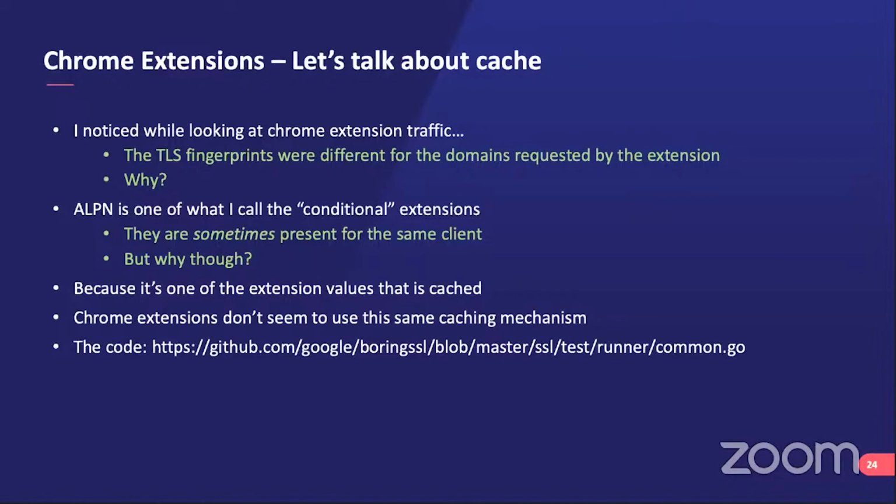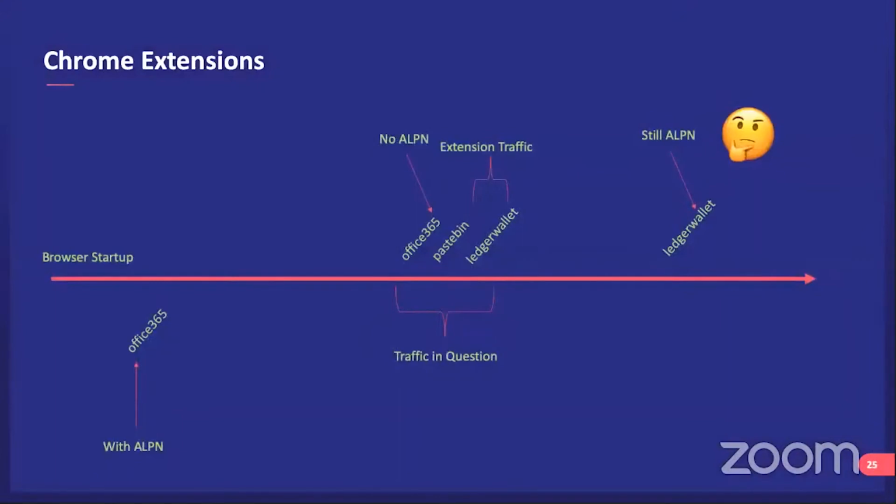But you can see where the cache is and where it's trying to make that decision about whether to use the cache or to keep it in cache. And so what that created in this scenario was that we had the traffic in question: Office 365, followed by Pastebin, followed by Ledger Wallet. The extension traffic was the Pastebin and Ledger Wallet traffic.